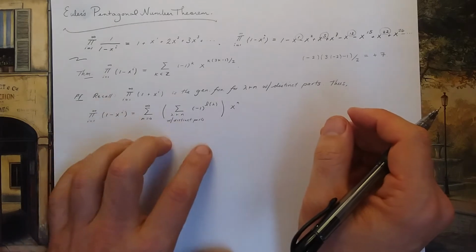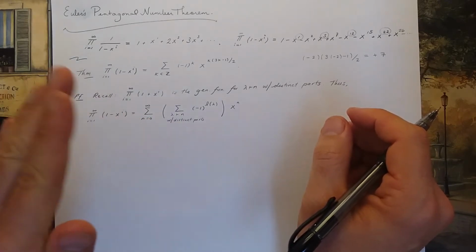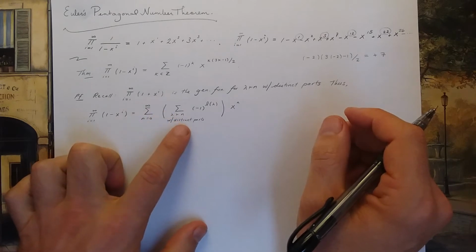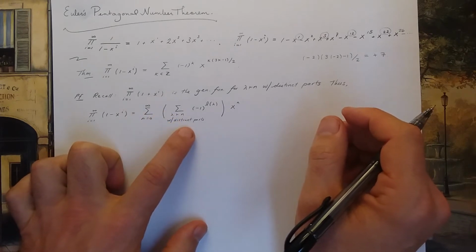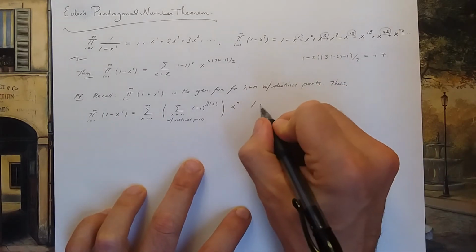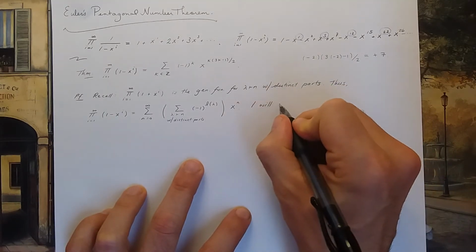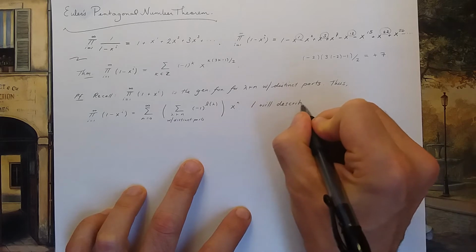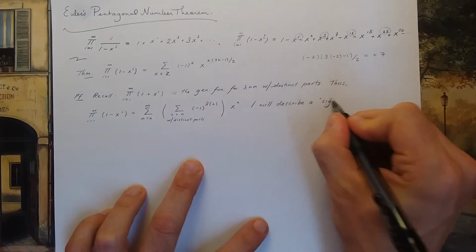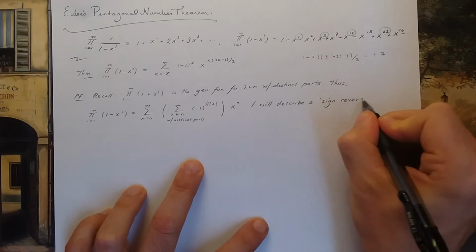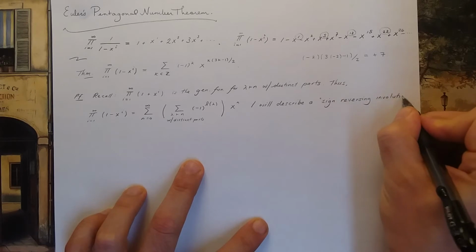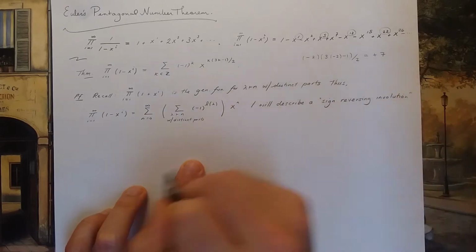I will define a sign reversing involution that pairs integer partitions of n that have distinct parts. So I will describe what's known as a sign reversing involution. I'll describe what that means in a second.